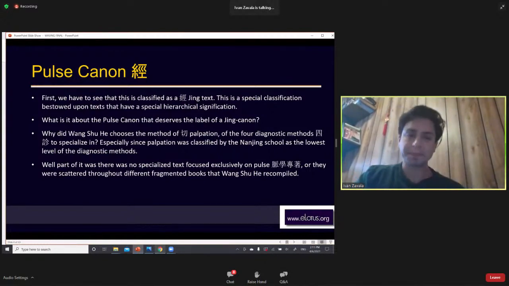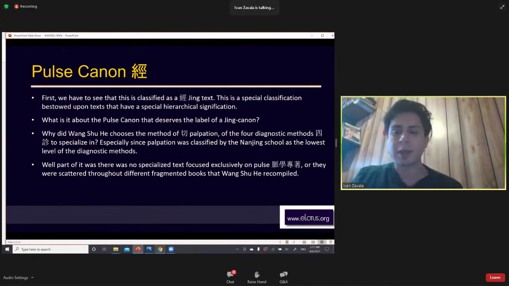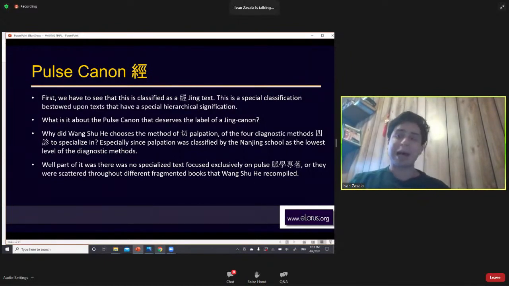Sometimes because of its difficulty, we say it's the highest, but that might be because of how we conceptualize the pulse. Well, to maybe answer part of the question, there was no specialized text focused exclusively on pulse studies. They were scattered throughout different fragmented books that Wang Shehe recompiled. So in a certain way, his recompilation of the material is canonical in itself, because before his Pulse Classic, there was no specialization on the pulse as he did it.